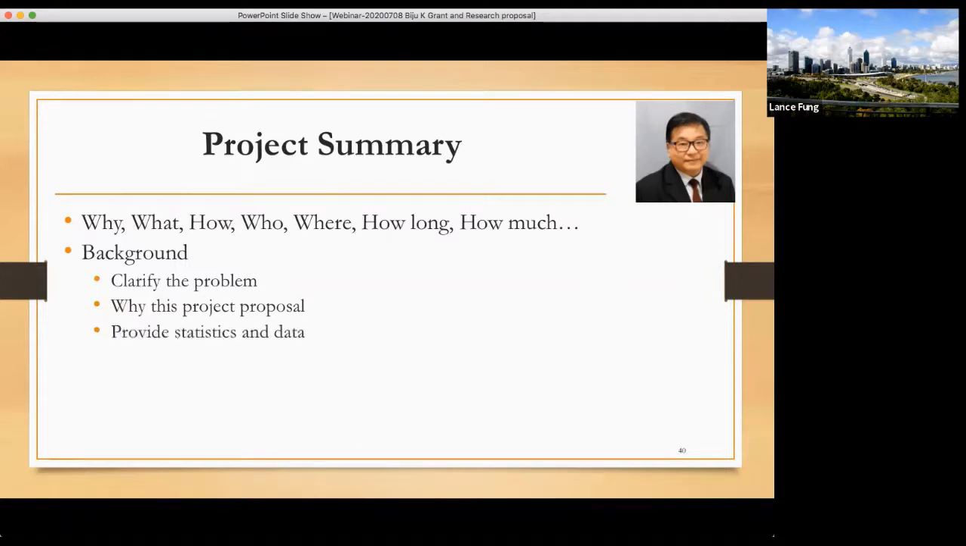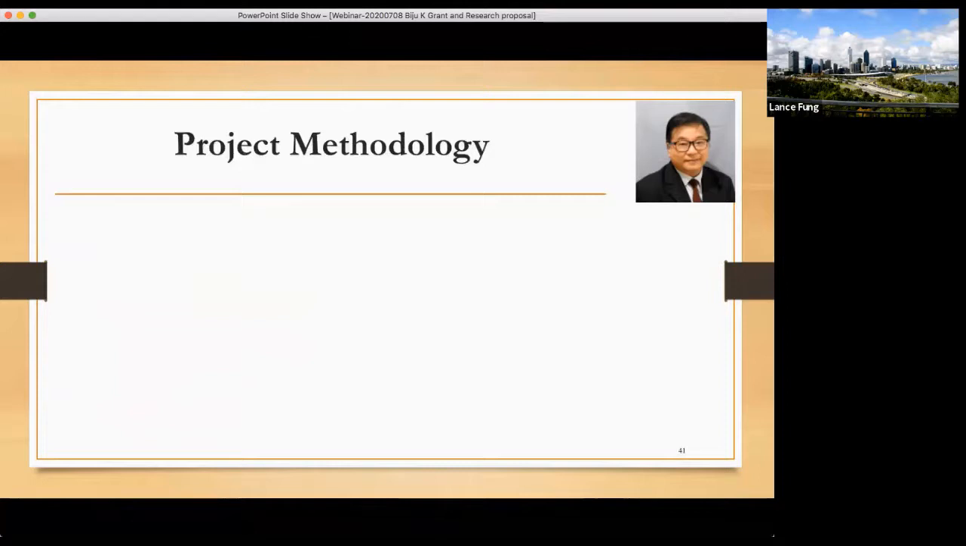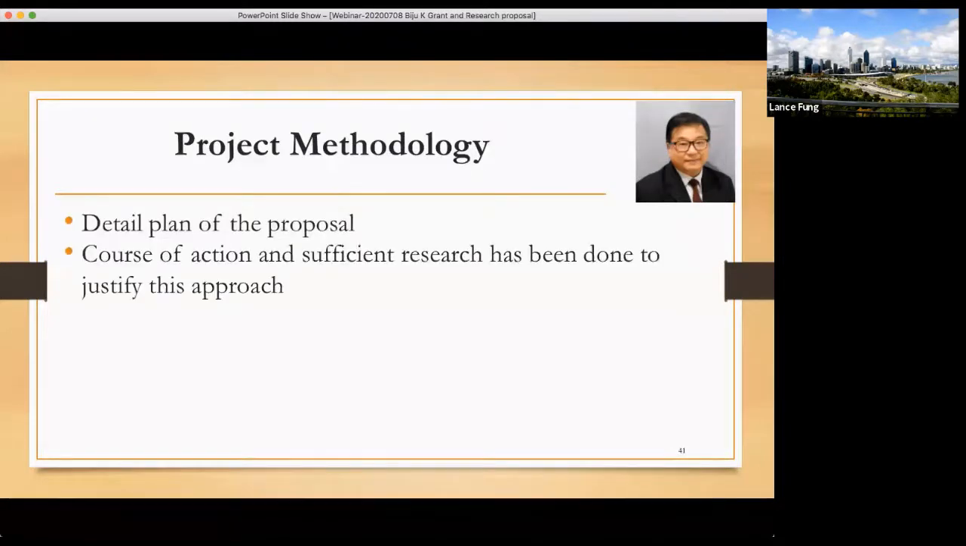You need to clarify the problem, why you want to work on this, and provide statistics and data on the current status, and you have to be concise. You must bear in mind that the readers on the committee will have a lot of applications on hand. You don't want them to get annoyed with your application. So you need to explain with detailed plans what the course of action is, and you need to demonstrate you have already done enough background research.